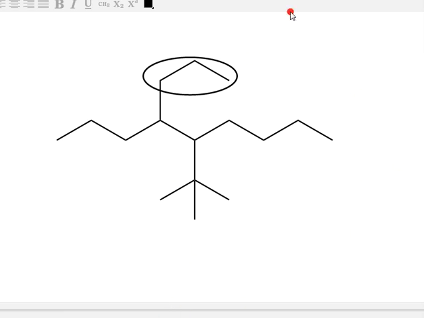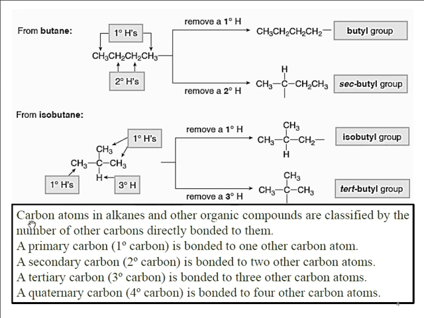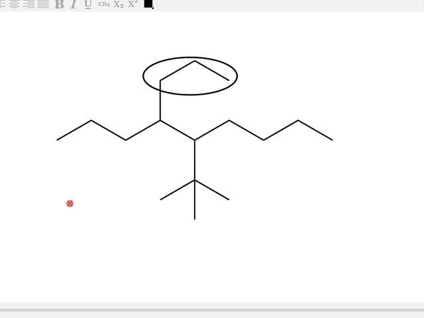That means the carbon atoms in alkanes and other compounds are classified by the number of other carbons directly bonded to them. This is important. A primary carbon is bonded to one other carbon atom. That means this carbon is bonded to just one other carbon, so it will be a primary carbon. I will explain it for you. Now, look at this. This carbon is primary. Why? Because it is bonded to just one neighboring carbon atom.